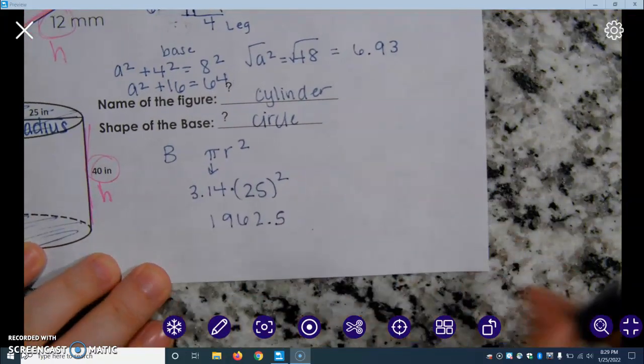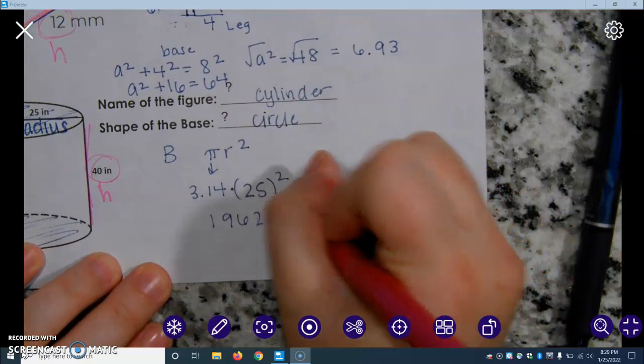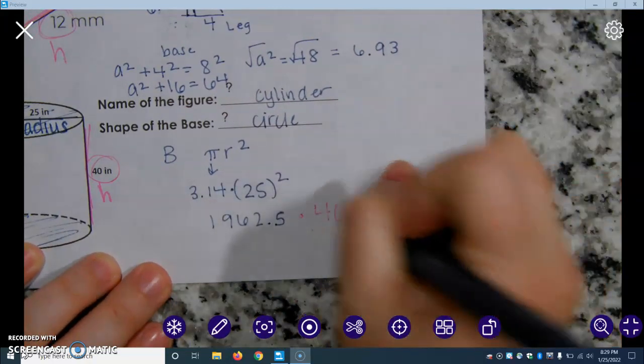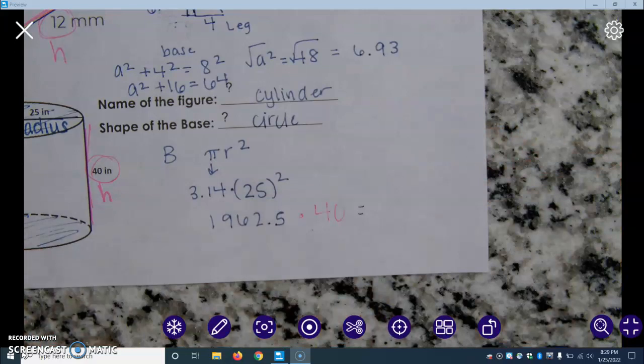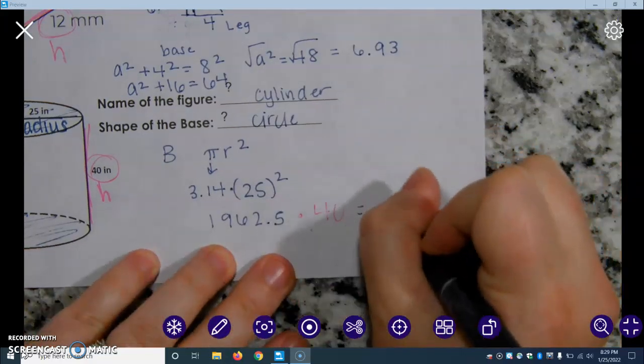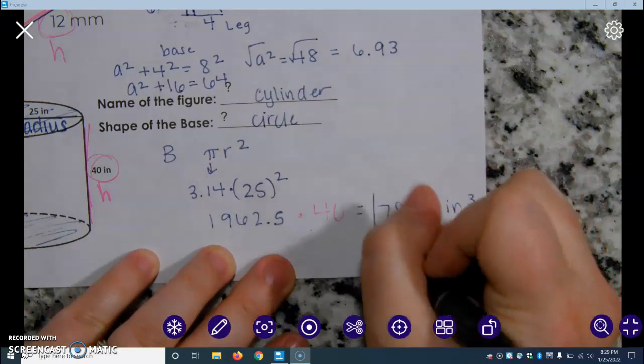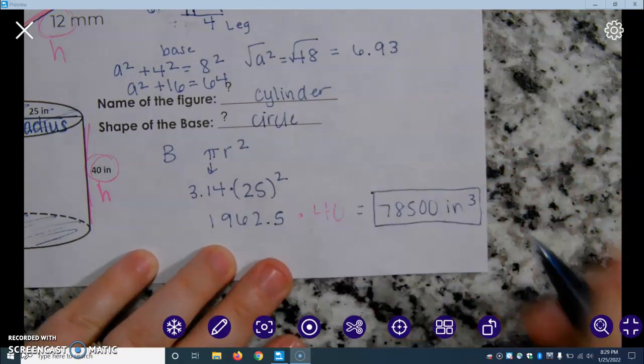All right, that's the area of the base. I need to multiply that by the height of the cylinder, which is 40. And that will be inches cubed.